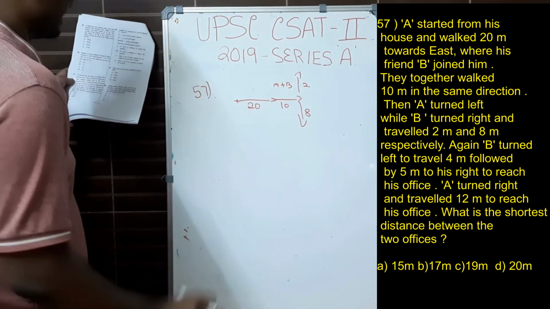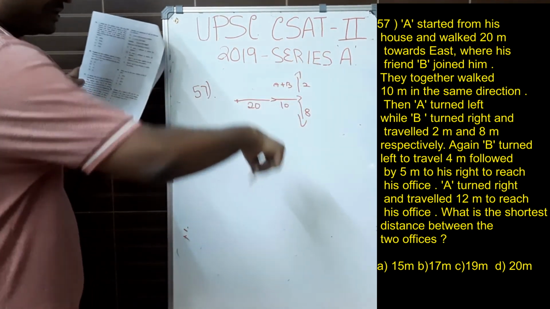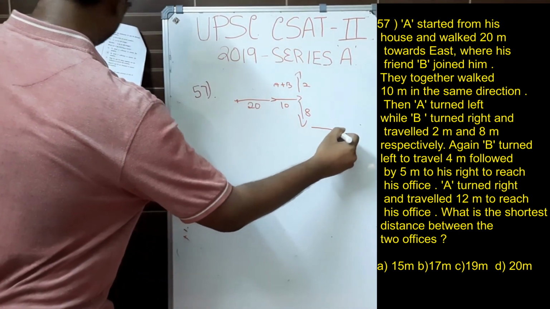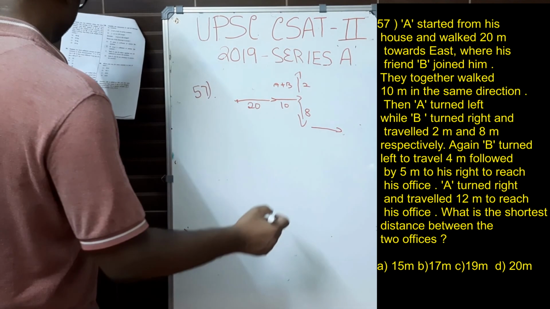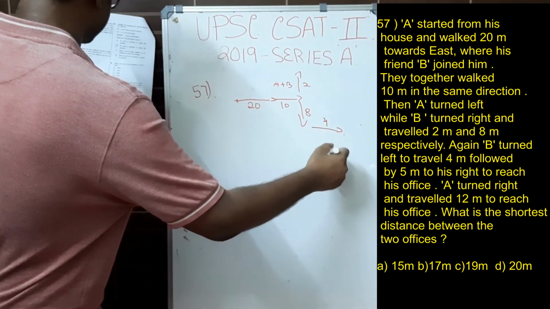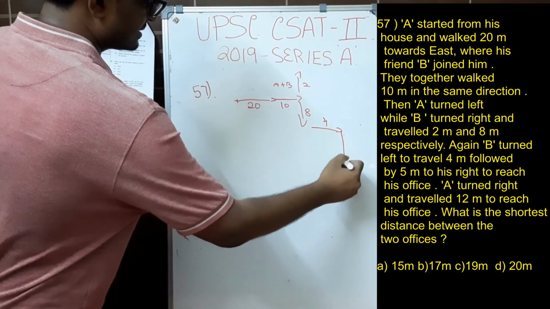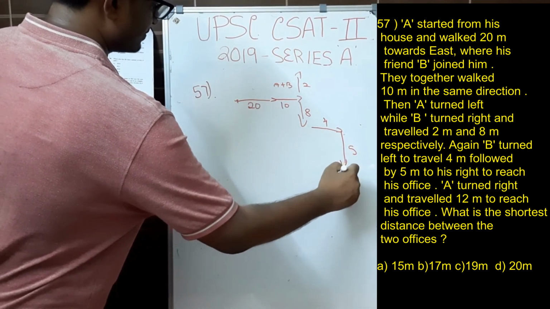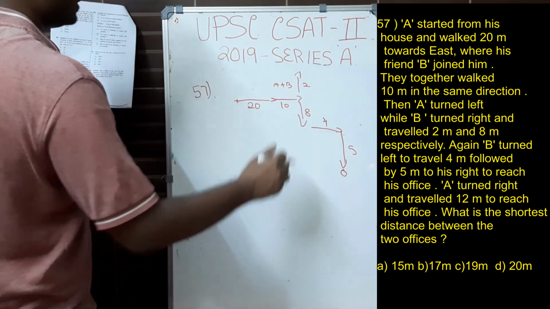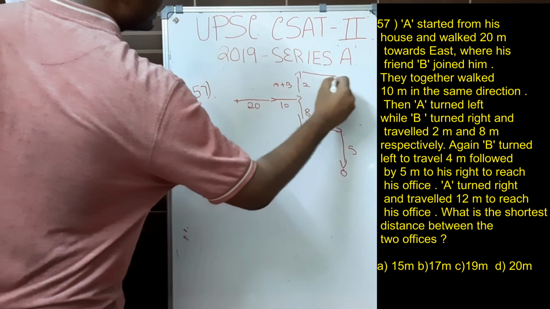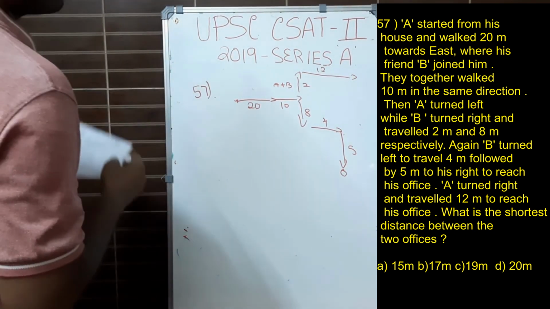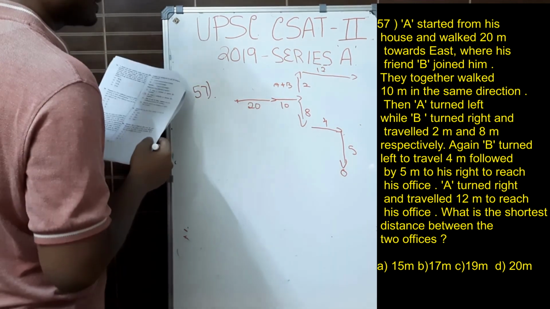Again, B turned to his left. When he's moving down, that is this side, his left would be that side. So he moves left to travel 4 meters, followed by 5 meters to his right. Then again he takes a right and he reaches his office, B's office. A turned right and traveled 12 meters to reach his office. So A is turning right and he travels 12 meters. So here we have to consider what is the shortest distance between the two offices.